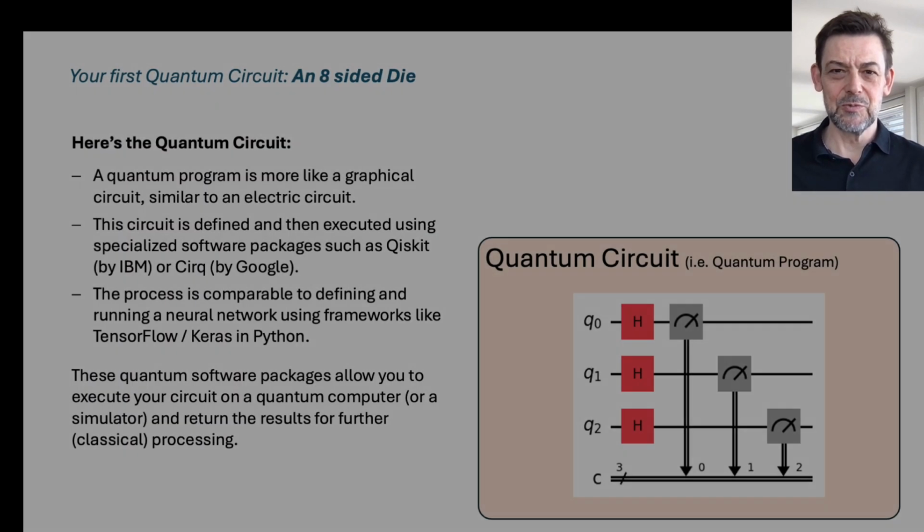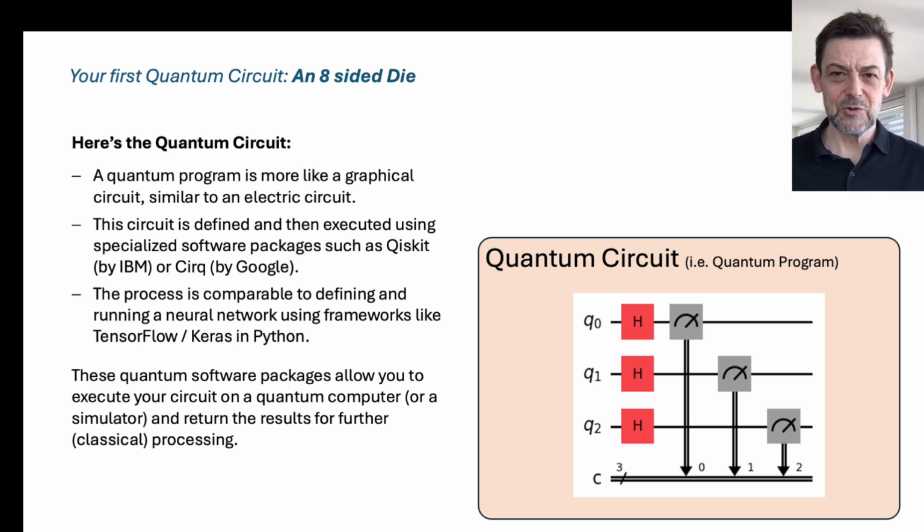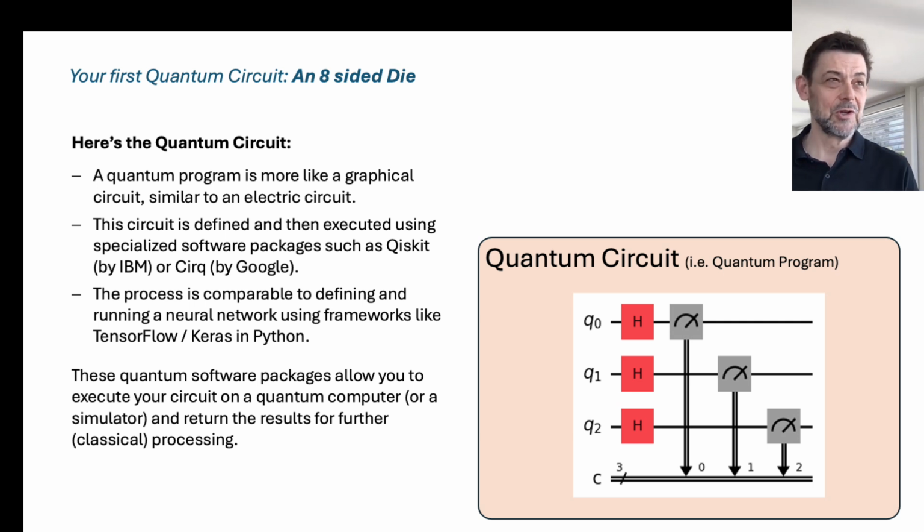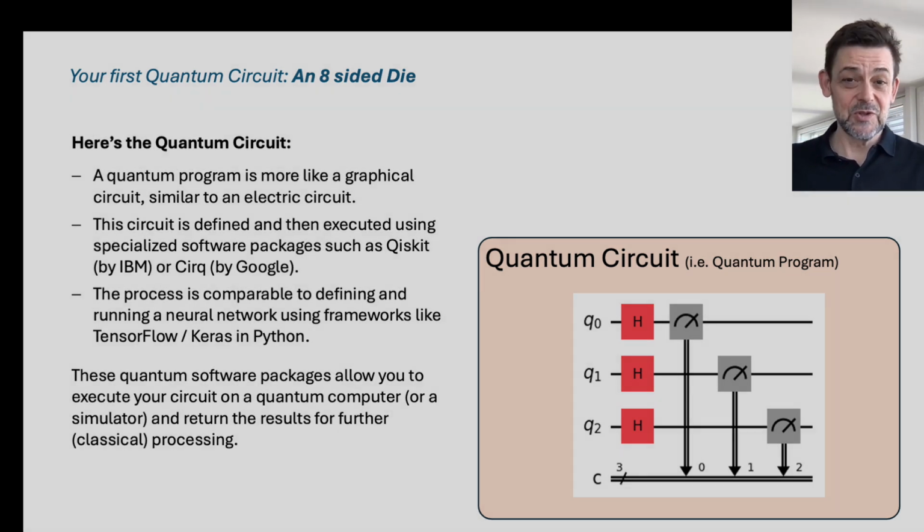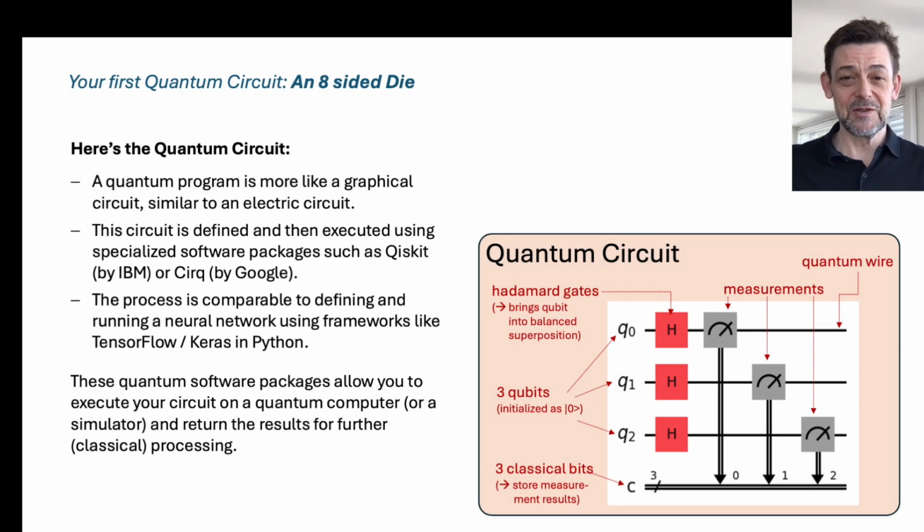Let's start with the quantum circuit for our 8-sided die. It looks like this. You see 3 qubits on the left side, each one in the initial state 0. Then we apply a Hadamard gate to each qubit, which will bring them into a balanced superposition. That means if we measure the qubit, we get 0 or 1 at the same probability. Subsequently, we measure each qubit and store the result in classical bits. See them at the bottom. Maybe you pause the video here to look this through.